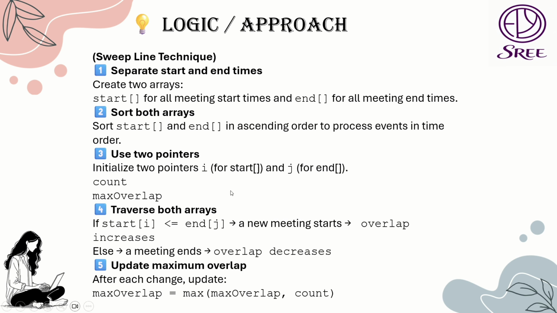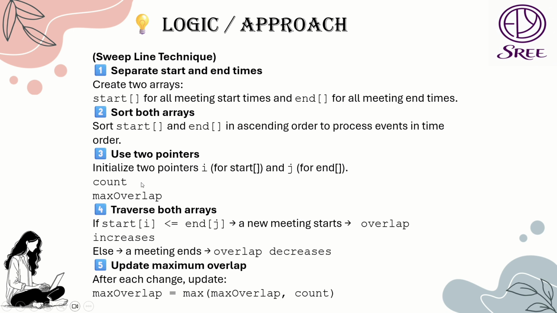So now let us understand the logic. Firstly, we are going to create two arrays, one for all start times and one for all end times. Then we sort both the arrays. Then we use two pointers, one pointer for the start array and one pointer for the end array. Then we maintain a count of current active intervals and the maximum overlap found so far.